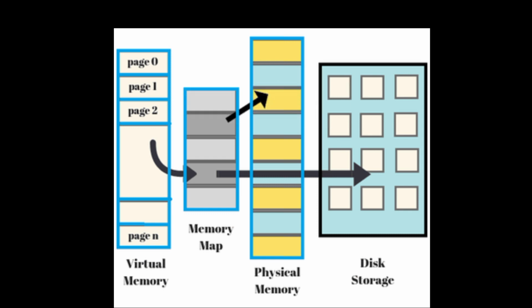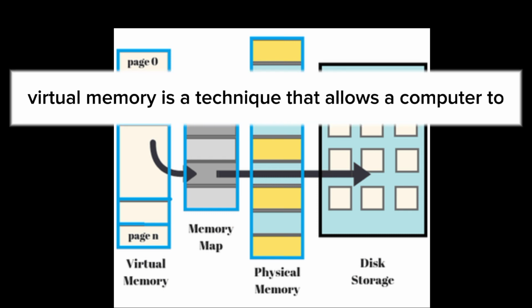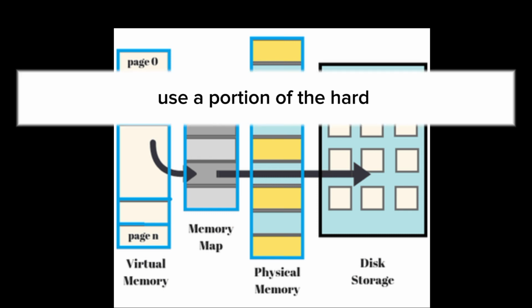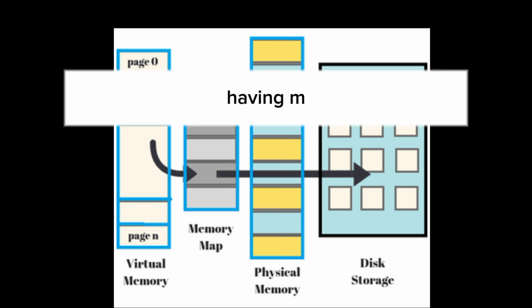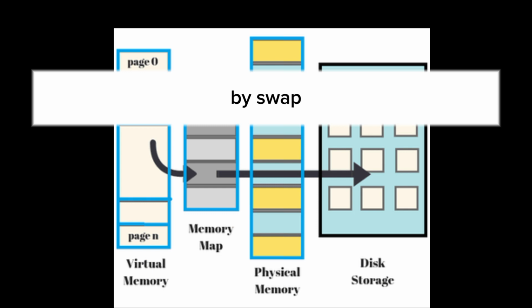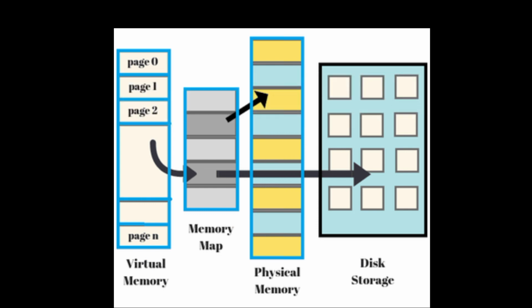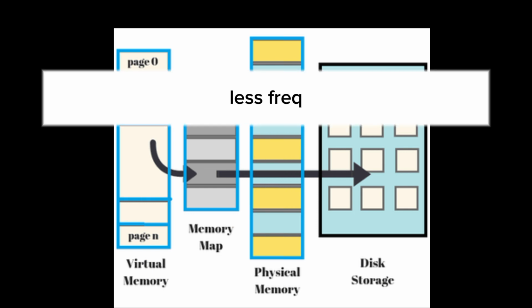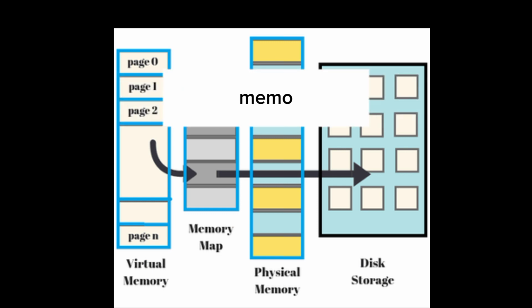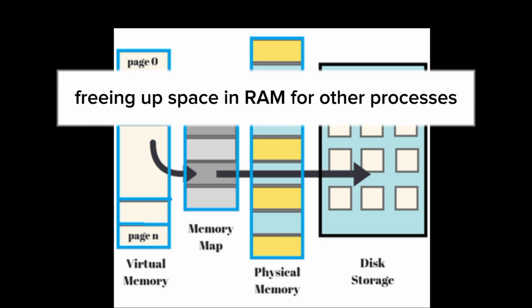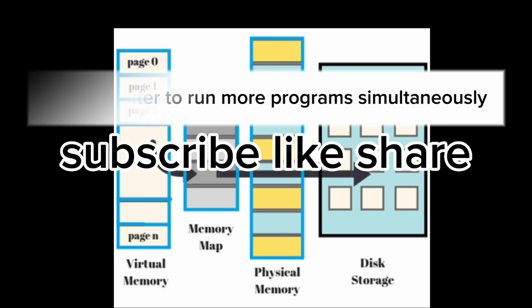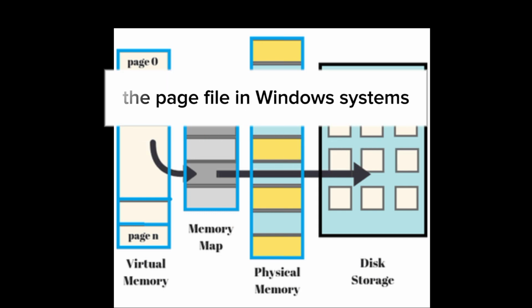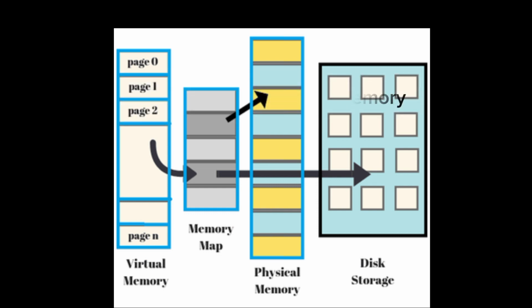Virtual memory. Virtual memory is a technique that allows a computer to use a portion of the hard disk as an extension of RAM. It provides an illusion of having more RAM than physically available by swapping data between RAM and the hard disk. When RAM becomes full, less frequently used data is moved to the virtual memory on the disk, freeing up space in RAM for other processes. This allows the computer to run more programs simultaneously. The page file in Windows systems is an example of virtual memory.